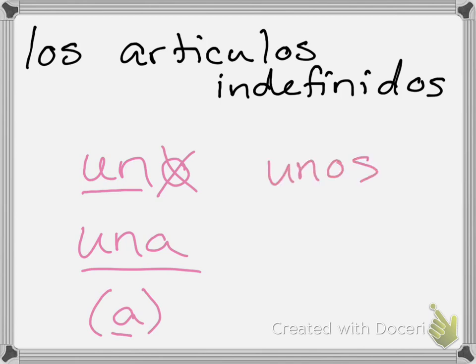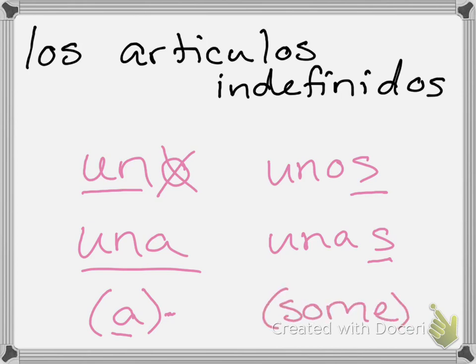Unos, which would be the plural, right? And unas obviously aren't going to be used to say "a," because these are plural and "a" is singular, okay? So unos and unas are going to mean "some," okay? For example, tengo unas mesas. I have some tables. No muchas mesas, pero unas mesas. Or tengo unos dólares. I have some dollars. Unos dólares en mi bolsillo. I have some dollars in my pocket.